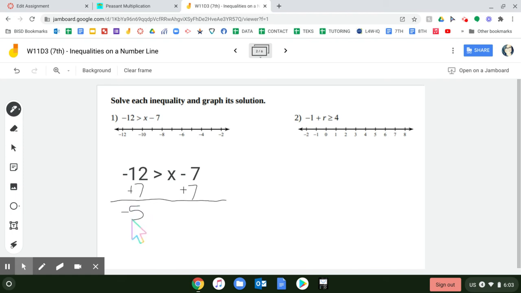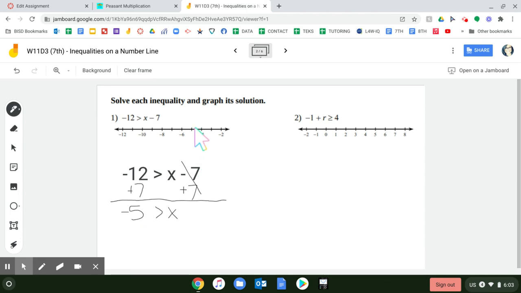Now remember, if we're adding or subtracting, our sign is going to stay exactly the same. So I just bring down that sign. x, I didn't change, that comes down. And -7 plus 7, those basically disappear, turn into 0. So now that I have an answer or a solution, I can graph the solution. x is less than -5.